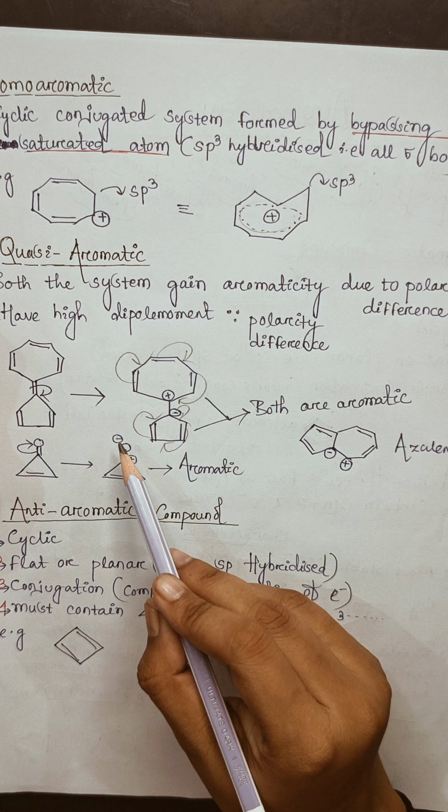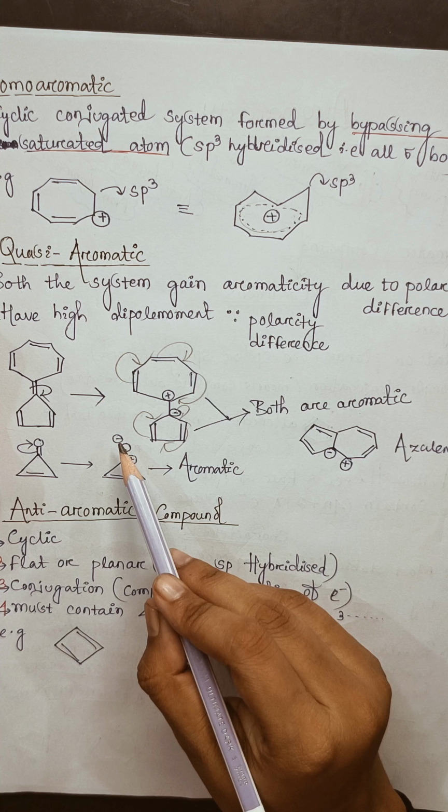First one is benzene. First it is cyclic, yes, then it is flat or planar, that is all carbon atoms here are sp2 hybridized. Next one is complete conjugation of pi electron. Since here are 3 pi bonds, that means 6 pi electron, so it follows Huckel's rule where n equal to 1.